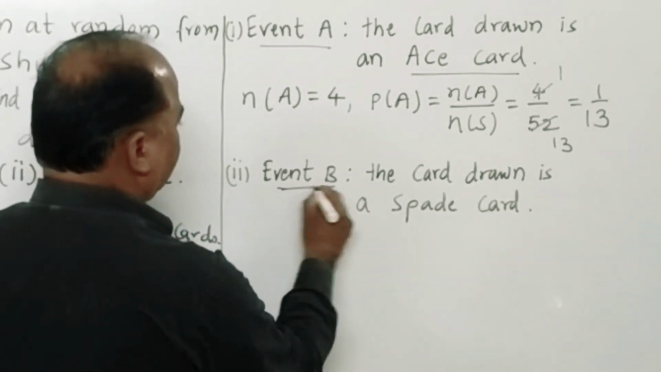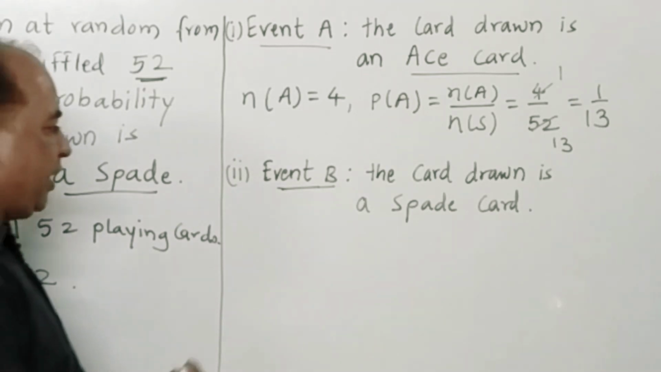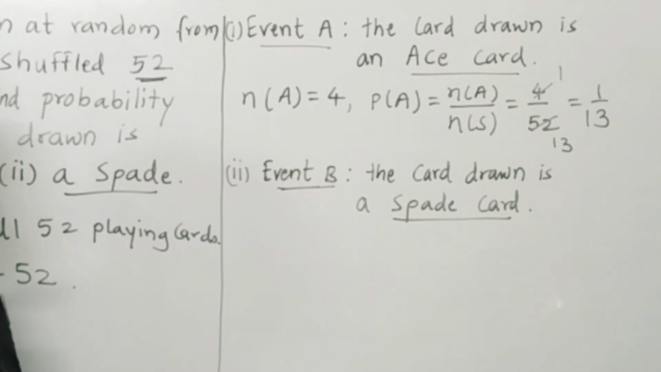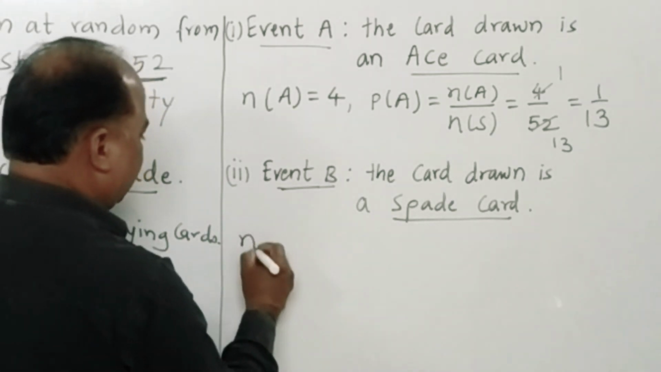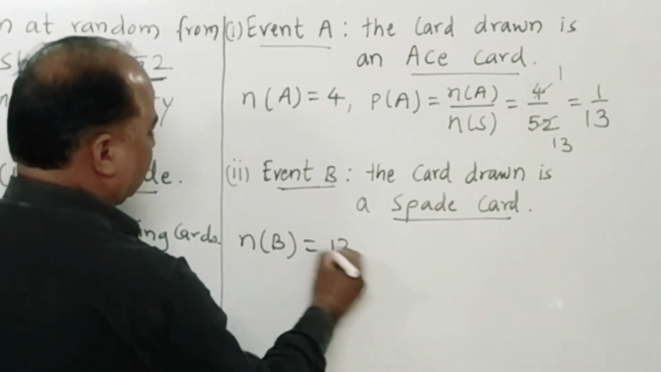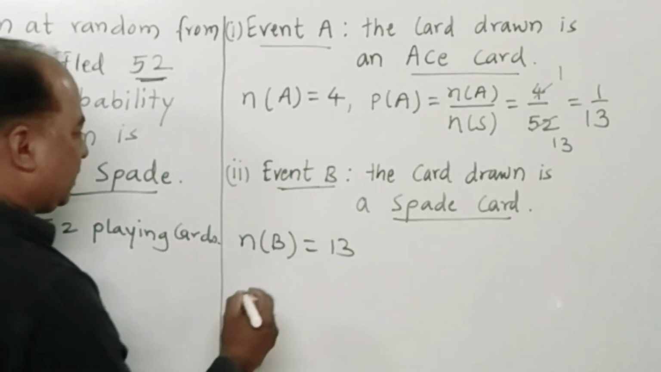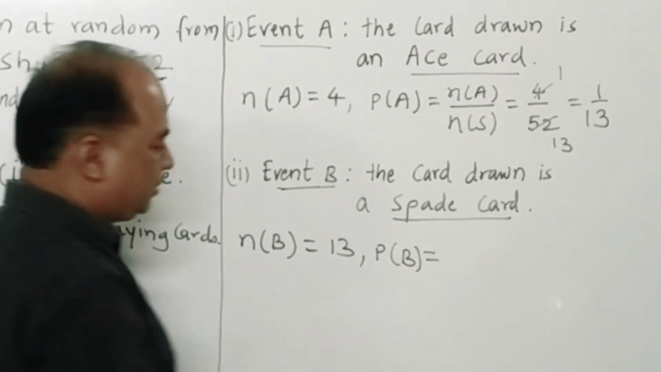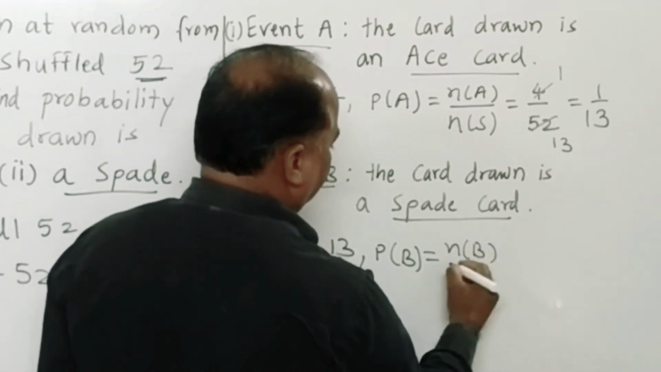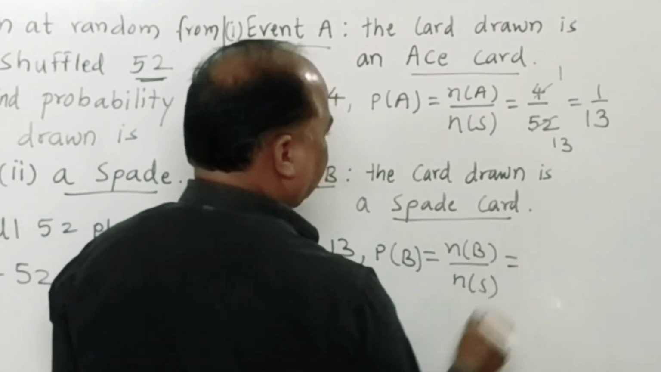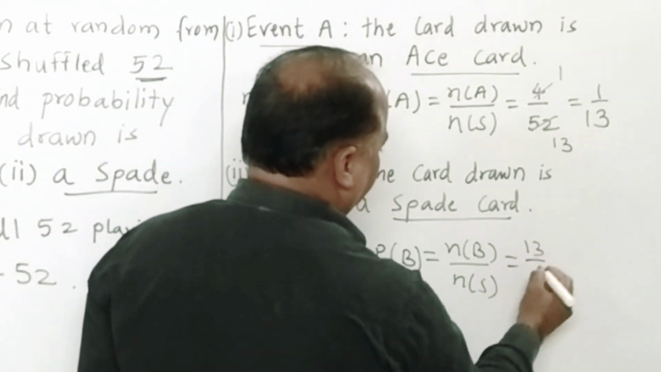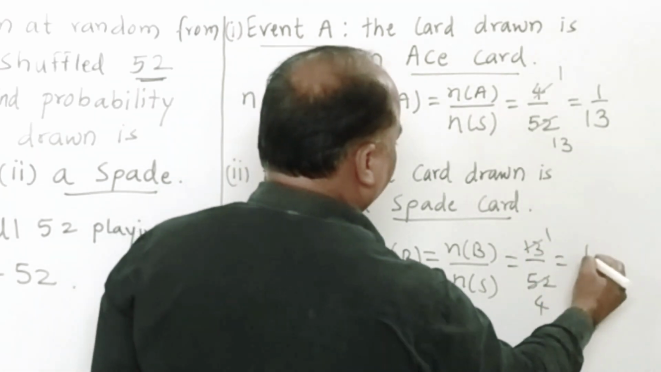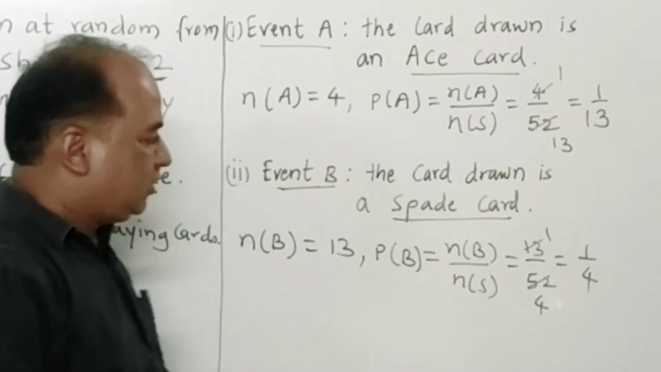Now the event B. The event B is that the card drawn is a spade card. There are in all 13 spade cards in the pack of 52 playing cards. So let n(B) be equal to 13. So the probability that the card is a spade card, that is the probability of B, is equal to n(B) upon n(S), which is equal to 13 upon 52. 13 1s are 13, 13 4s are 52. So the probability that the card is a spade card is 1 upon 4.